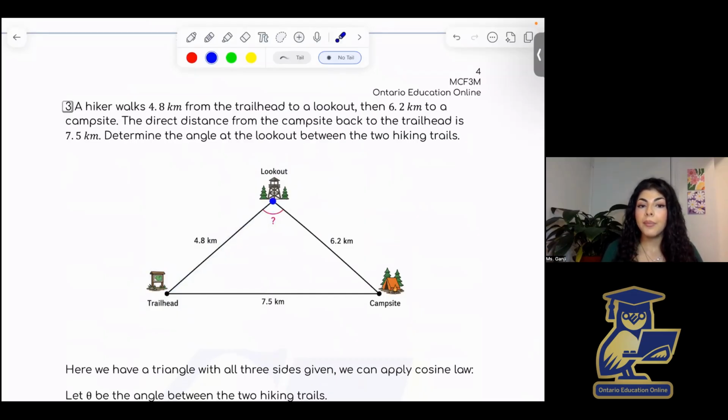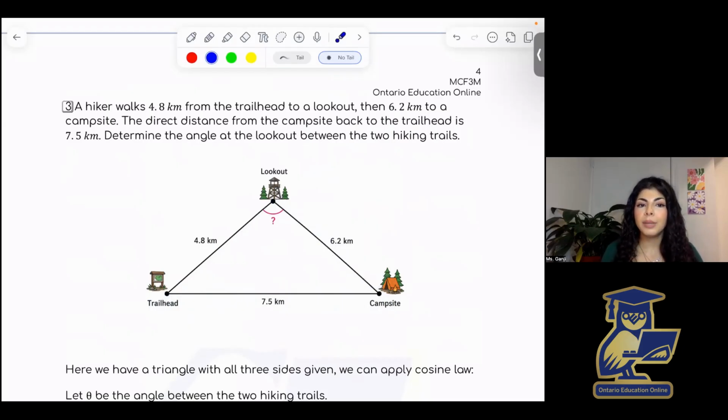Then the hiker walks 6.2 kilometers to a campsite. So this is that 6.2 kilometers to a campsite. The direct distance from the campsite back to the trailhead is 7.5 kilometers, and that's why we have that triangle formation. And keep in mind with our trigonometry unit, of course, we want a triangle shape, so that's why we know that this is not going to be going that way, because we want to be forming that triangle there.